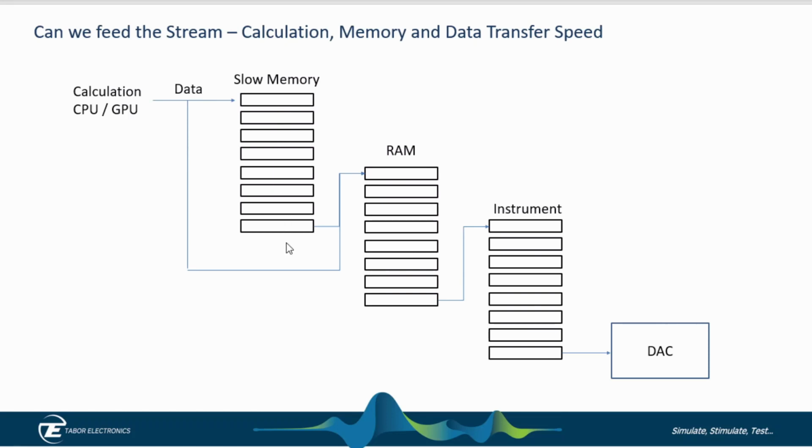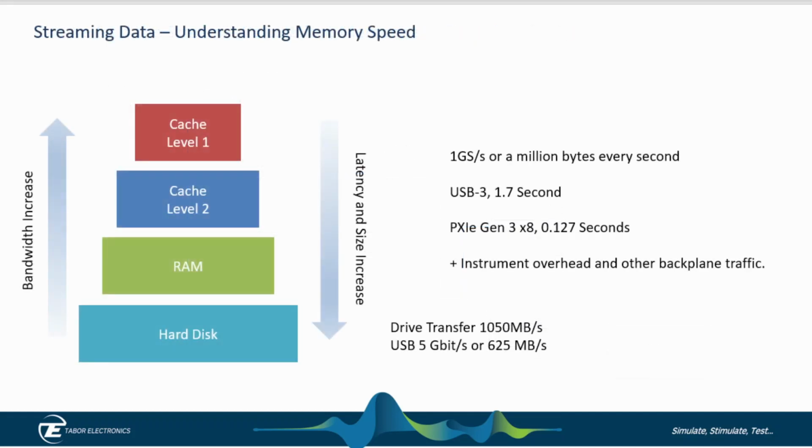And once one of these runs out and you can't fill it up at a quick enough rate, then you're going to get a gap in your data transfer. So we need to figure out how to optimize our instrumentation and our overall system to be able to stream effectively. To be able to stream effectively, we have to understand the memory inside our machine, inside our computer that we're going to control the arbitrary waveform generator with, and how that memory is used.